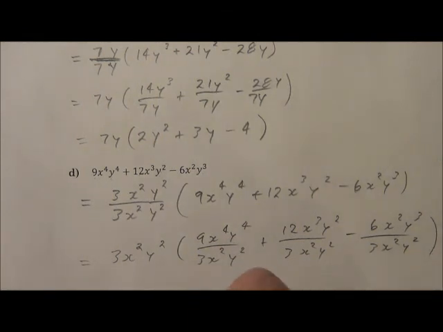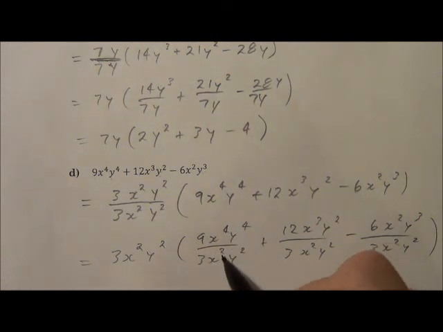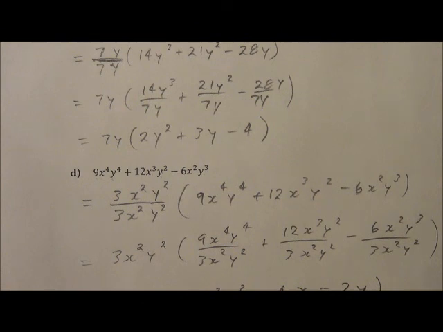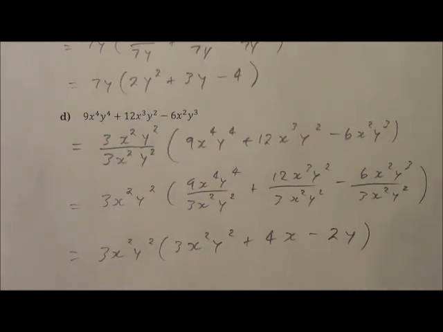And then just reduce down the fractions on the inside and I get 3x squared y squared on the outside. Divide this, I get 3x squared y squared plus 4x, and those just cancel, and then minus 2y. Sorry about that, I missed that whole bottom row there.